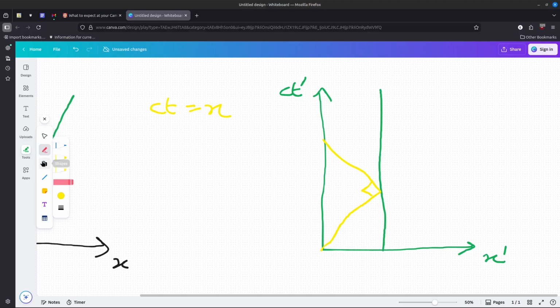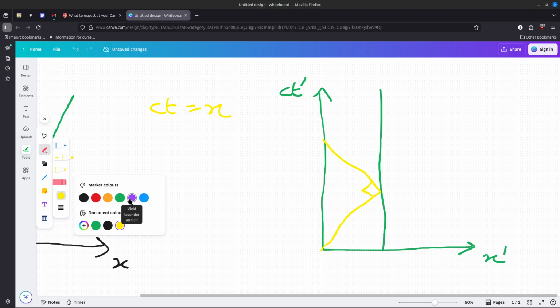And when this happens, we can look at the time it took for the light to bounce back.